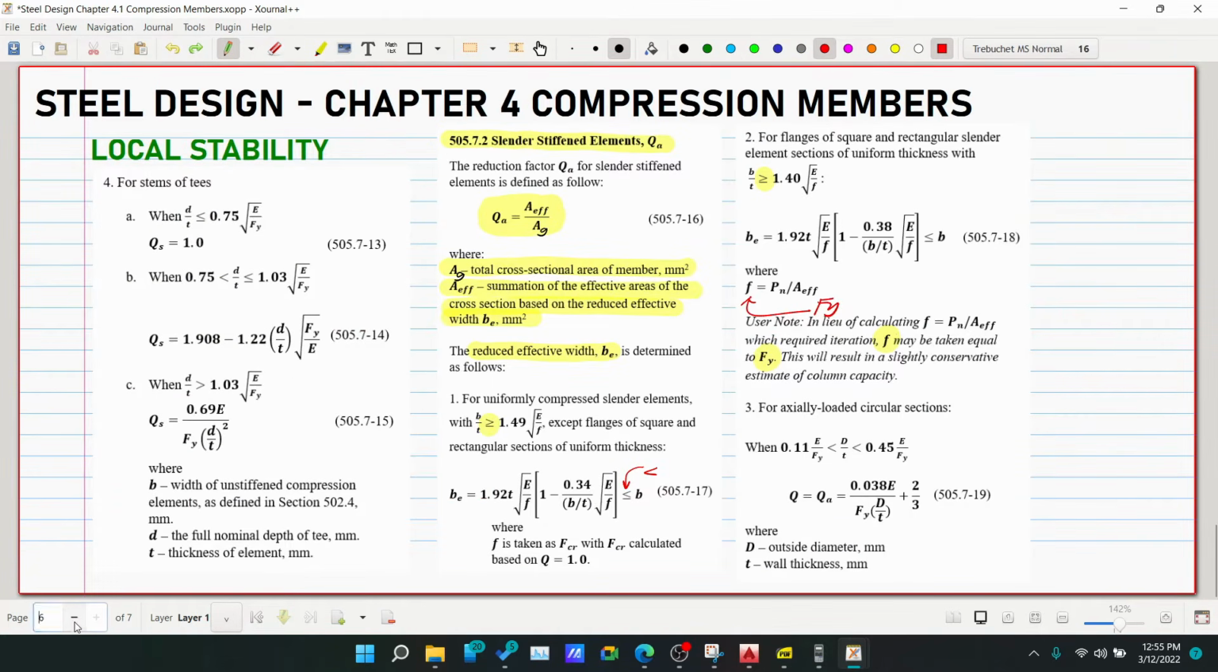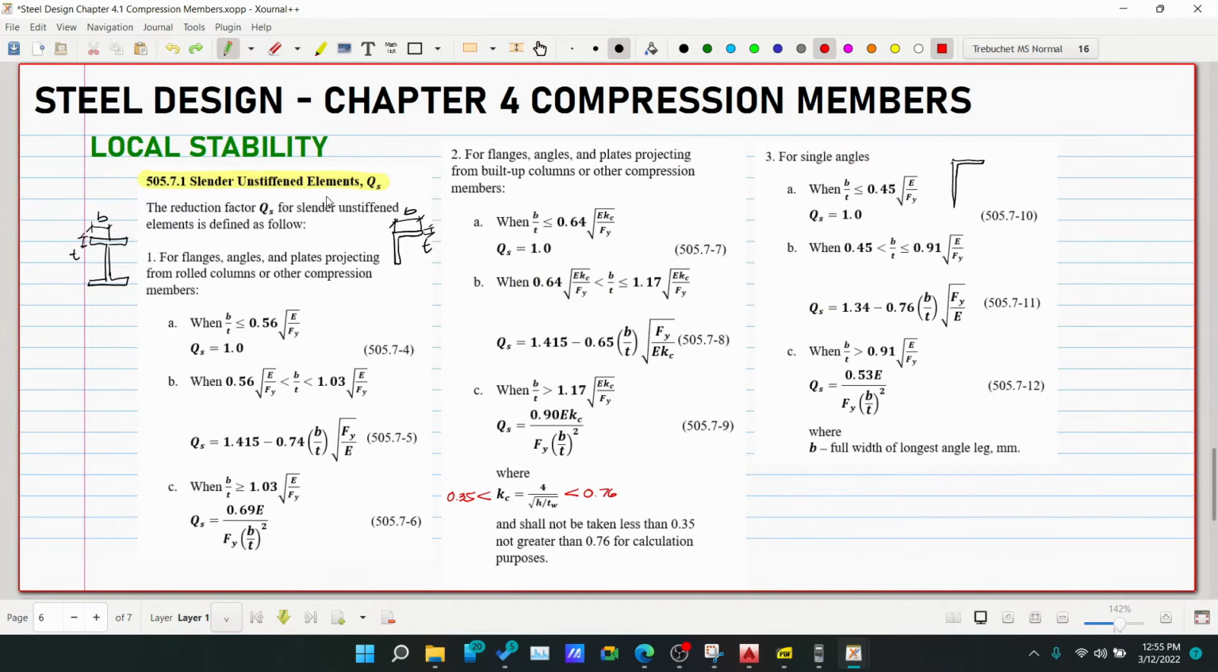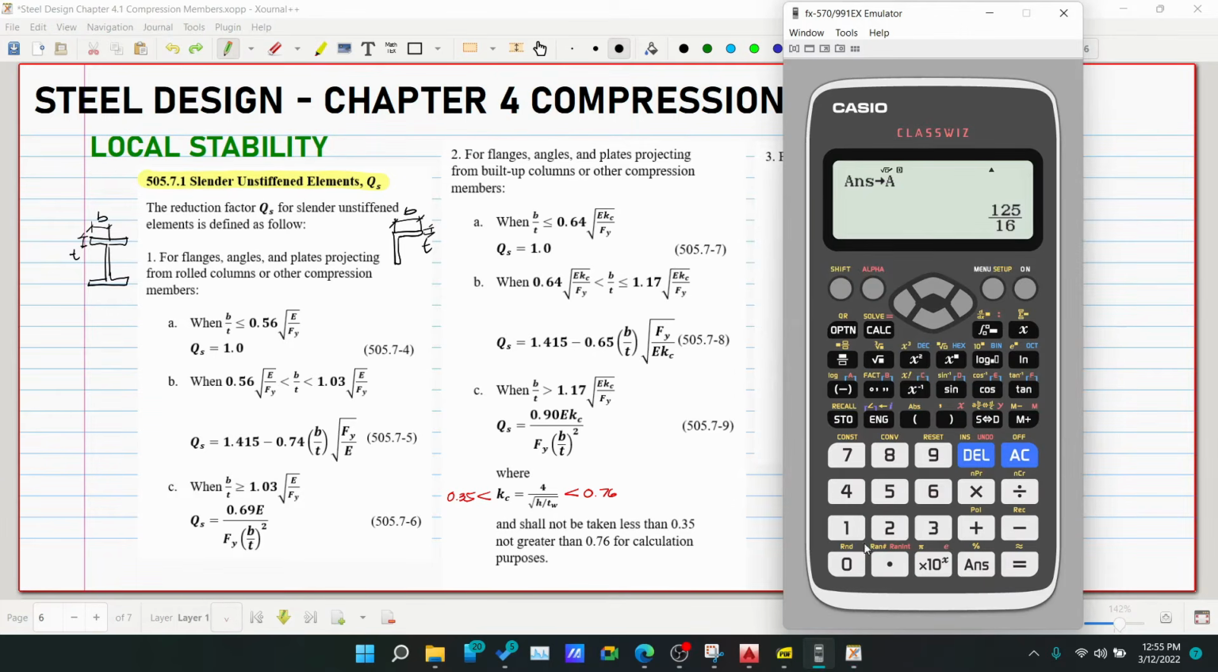So, anong limit natin dito? Ang limit natin for slender unstiffened elements, for flanges, is 0.56 square root of E over Fy. Ang Fy natin dun is 345, kasi A992 steel. So, nakita natin, nag-less than yung ating width to thickness ratio na 7.813 dito sa ating limit na 13.483. Therefore, yung ating Qs is equivalent to 1.0.